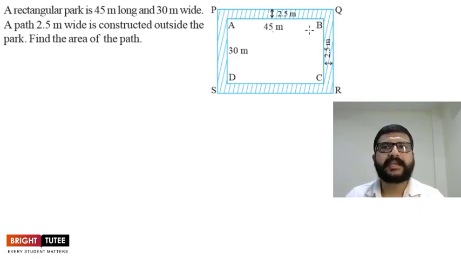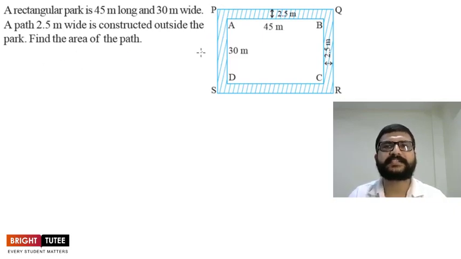So now here ABCD is a rectangle which is showing the rectangular park, and it is 45 meters long and 30 meters wide. Now the shaded region around this park is the path which is 2.5 meters wide. Now we have to find the area of this path, or we can say we have to find the area of the shaded region.